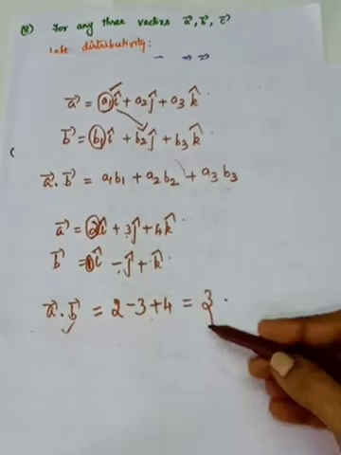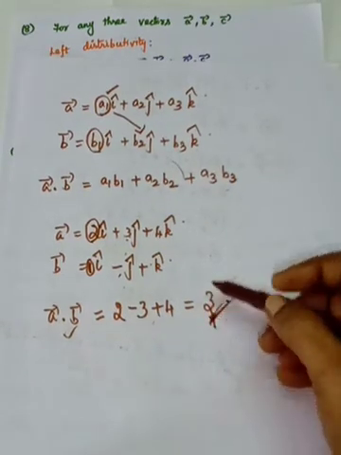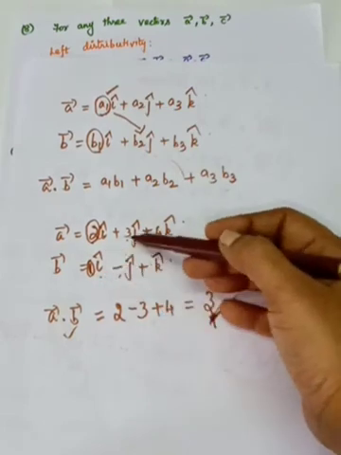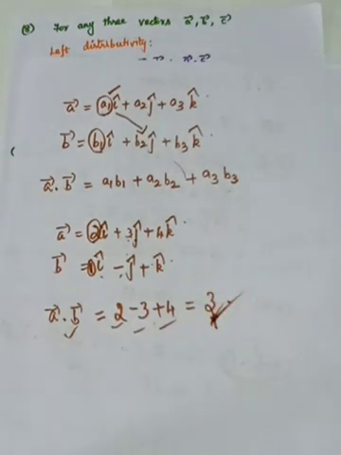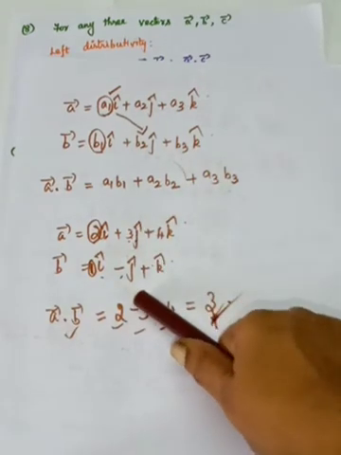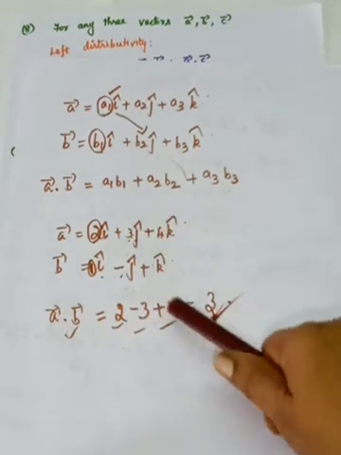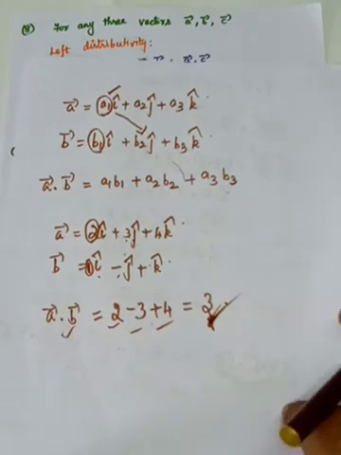So scalar product is a number, so you have to multiply the coefficients of I cap, J cap and K cap with the other vector. You have to write the answer in terms of a number, because I cap dot I cap is 1, J cap dot J cap is 1, K cap dot K cap is 1. So that's why we have written only the coefficients of the same component. Otherwise, the coefficients of I cap have to be multiplied, and the coefficients of J cap have to be multiplied, and the coefficient of K cap has to be multiplied. Then everything has to be added. So the answer is in terms of a number.